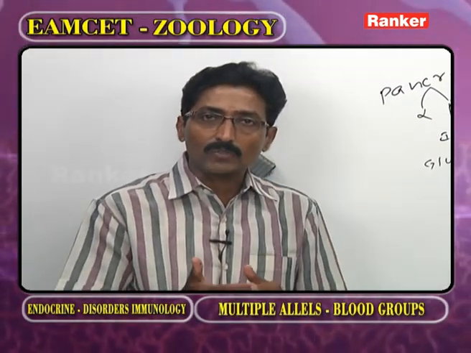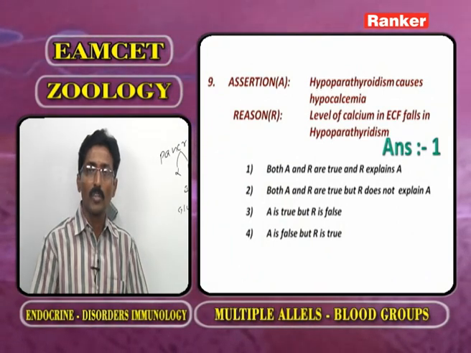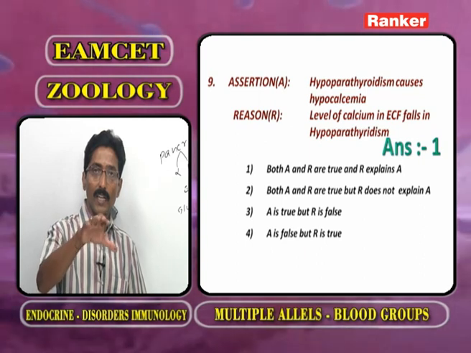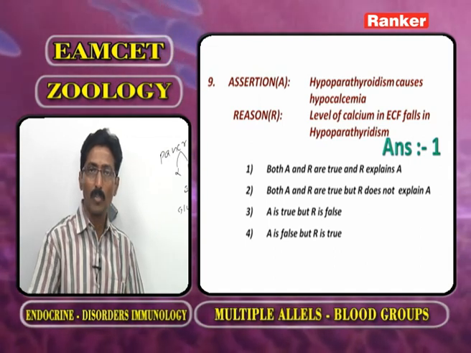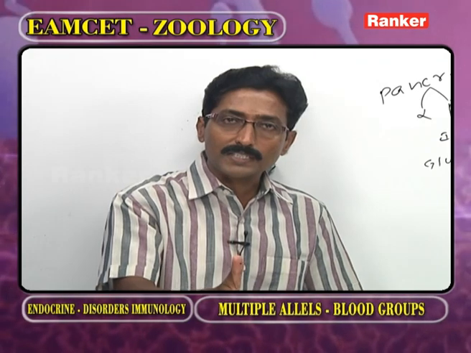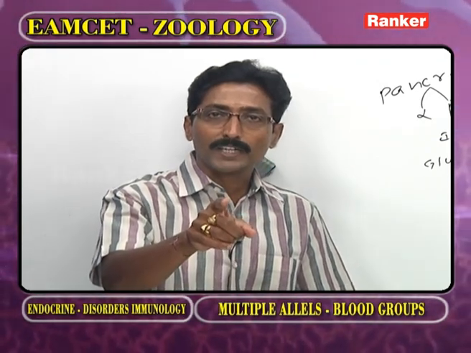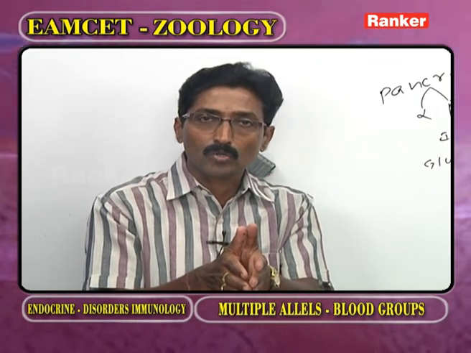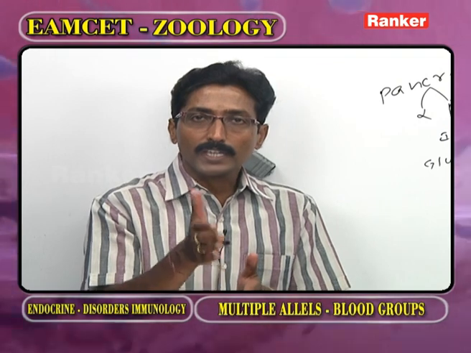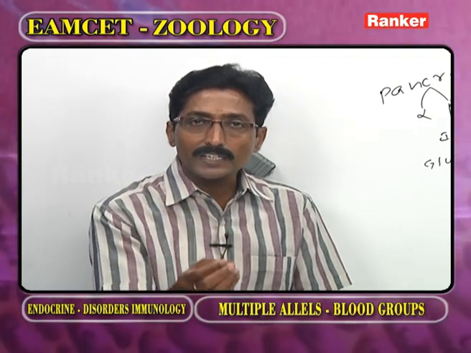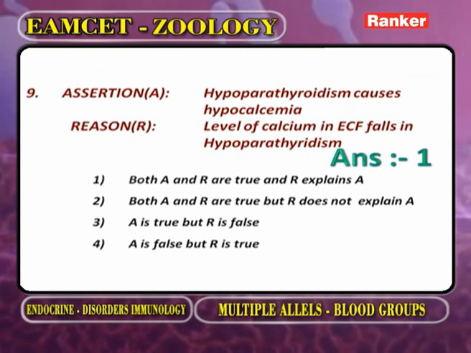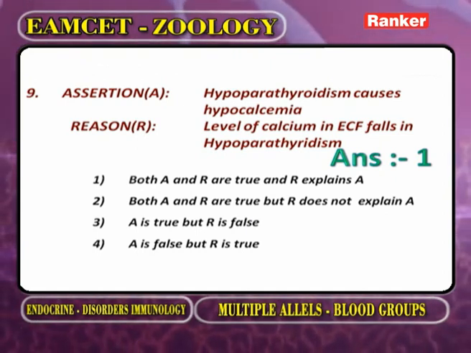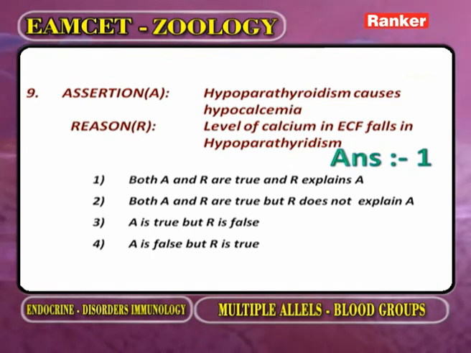But in the last question, what did we discuss? The parathormone maintains homeostasis. What is meant by homeostasis? In the ECF, the calcium and phosphorus levels are maintained by the parathormone. If parathormone is less secreted, that we call hypoparathyroidism. The one who has been suffering from hypoparathyroidism, in his body, in the blood plasma, the calcium levels decrease. That we call hypocalcemia. Now here, the reason is levels of calcium in the ECF come down in hypoparathyroidism. So both are correct, R explains A. Next question.